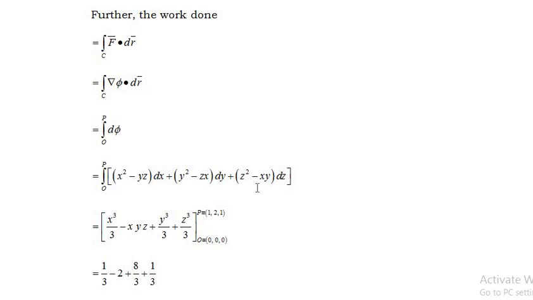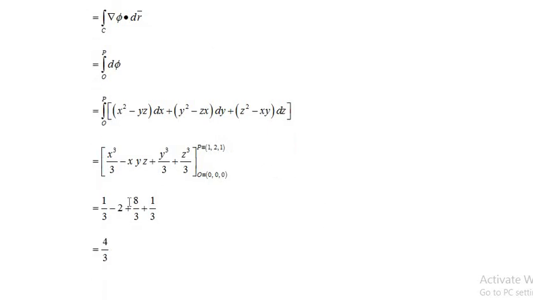Now the second term contains x and y both. Therefore integration z square dz, and that is z cube by 3 from point O to point P. So that will be equal to, now in this entire expression we'll put x equal to 1, y equal to 2, and z is equal to 1.